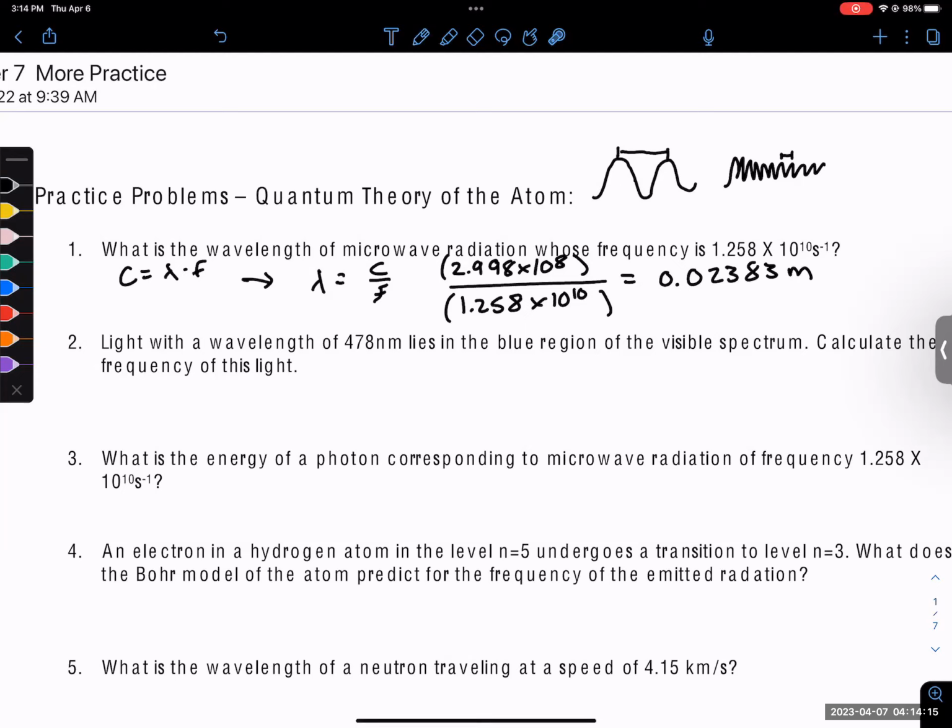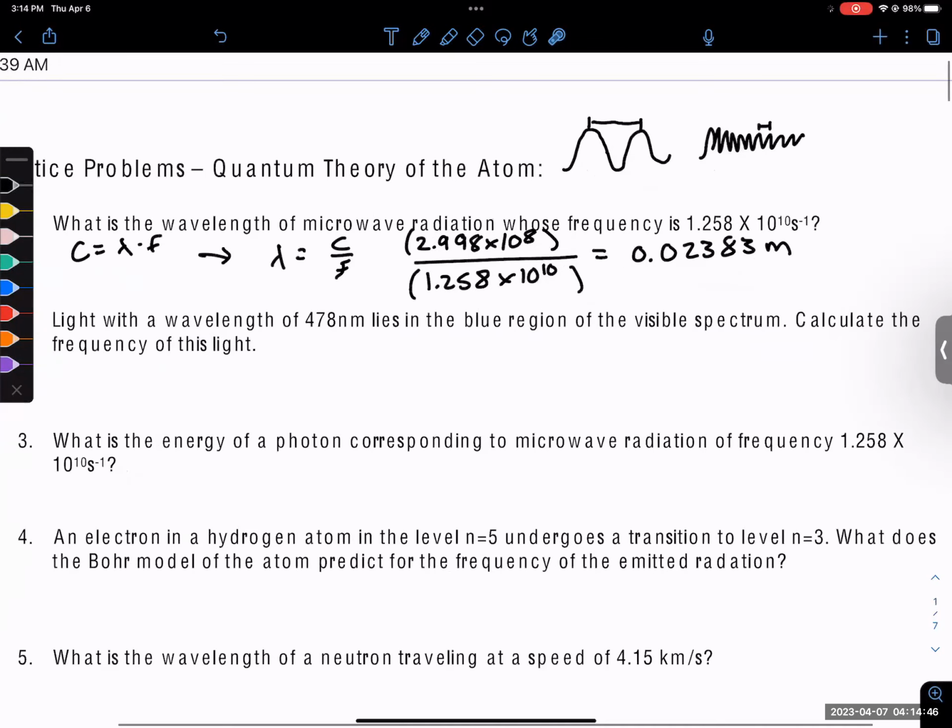it's not that small. If you could see the wave, you could see it with the naked eye. If you convert it to millimeters, that would be about 23 millimeters, which you can see with the naked eye. So it's not that small, but relative to this number, 0.023 is pretty small.